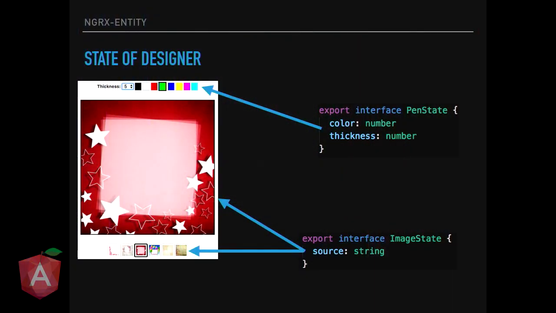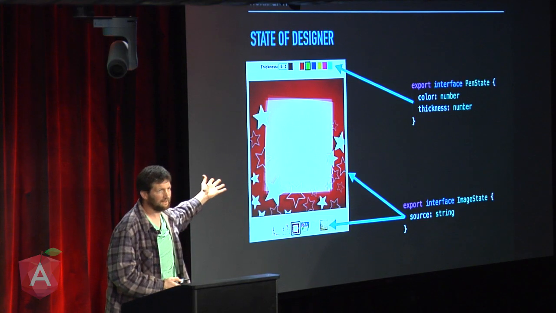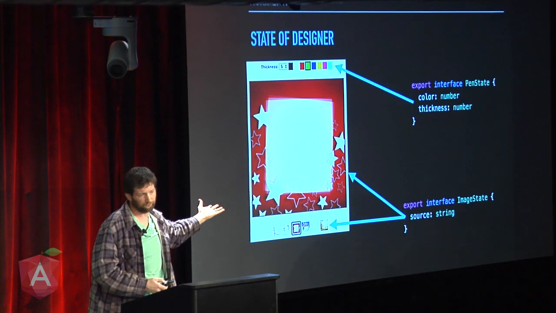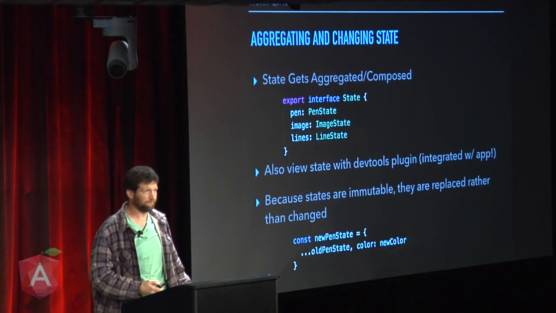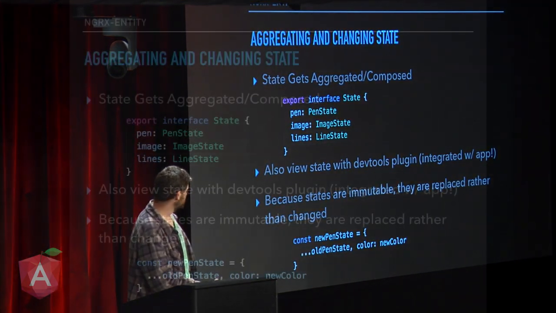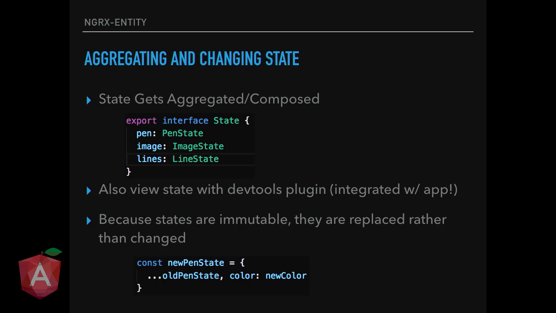And so quickly to show you, we'll have like the designer for a greeting card, and it's got a state. It is a state for the pen, which really has a color and a thickness, and has an image state, which is the source that the image kind of comes from. The state gets aggregated. So you have a gigantic state that has within it kind of mini states of the system. So if you have a drawing application like we have here, you have a pen state, you have for the background an image state, and you have for the individual lines that you draw a line state.